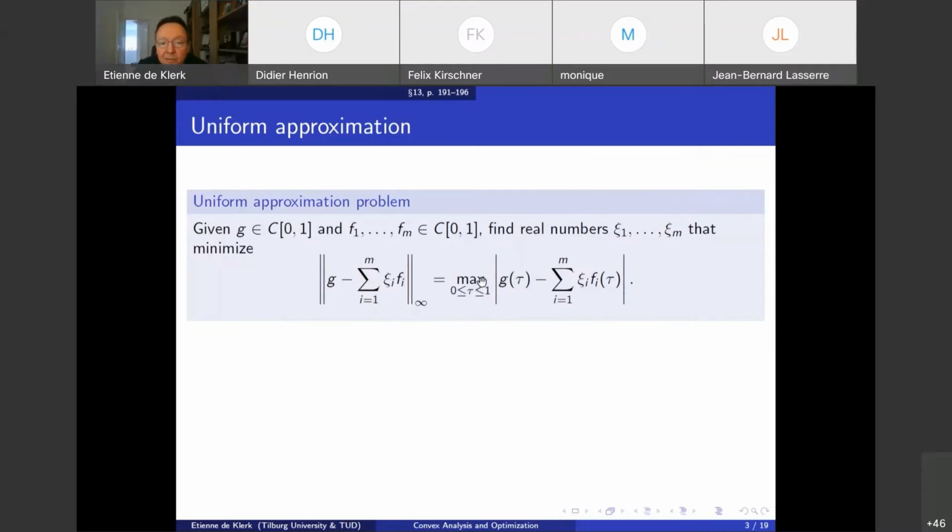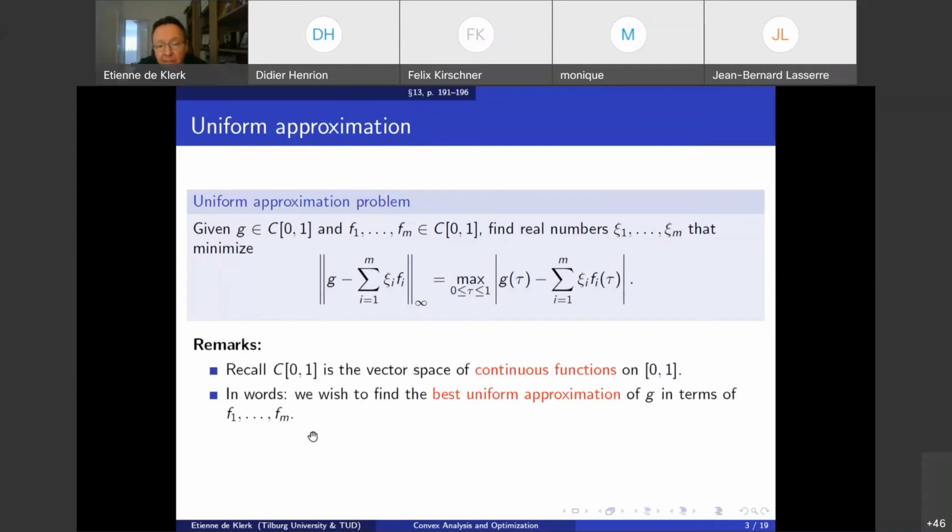Notice that everything is nicely continuous. This function is continuous, so the supremum on the interval is attained, and we can write the maximum. So we try to find the best approximation of a given continuous function from a finite dimensional function space. Just to recall our notation, C0 1 was the space of continuous functions. In words, we want to find the best uniform approximation of the function g in terms of this set of functions f1 through fm.